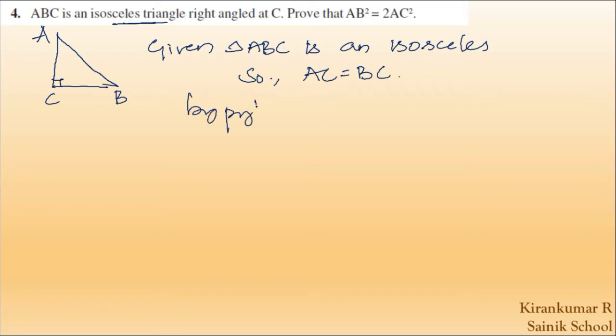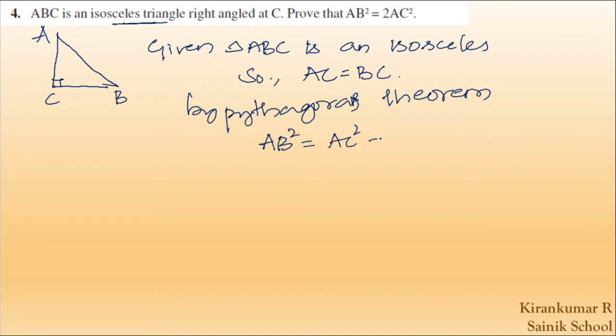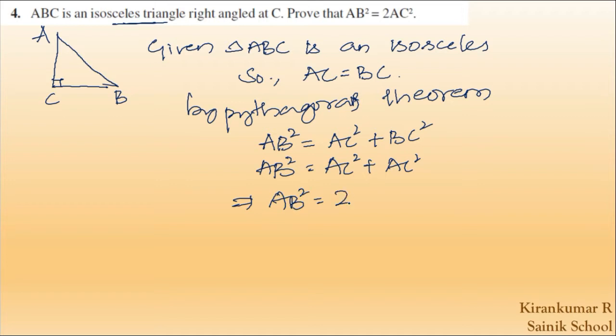By Pythagoras theorem, we have AB square, hypotenuse square, is the sum of the squares of the remaining two sides. Now instead of AC I can consider BC, and instead of BC I can take AC. So instead of BC I'll take AC, so that I get the result AB square is 2 times AC square. Hence we have proved it. Very simple question.